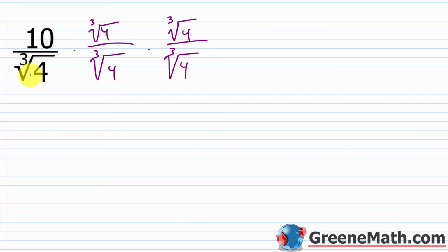So if I multiply the cube root of 4 times the cube root of 4 times the cube root of 4, I would end up with what? The cube root of 64. That's my denominator. And then in the numerator, I would have 10 times the cube root of 16. Now, a lot more work to simplify when you do this.